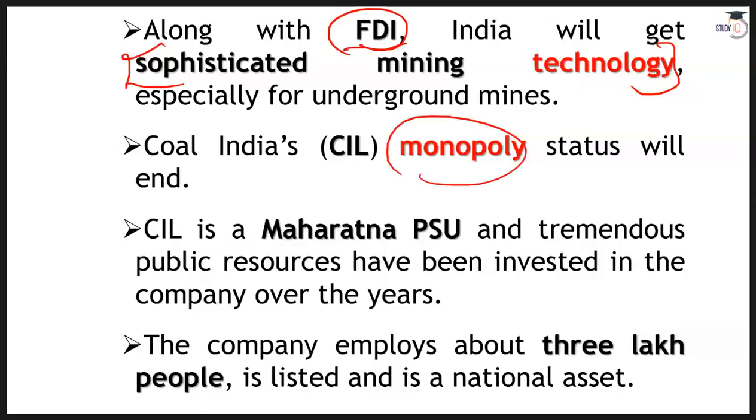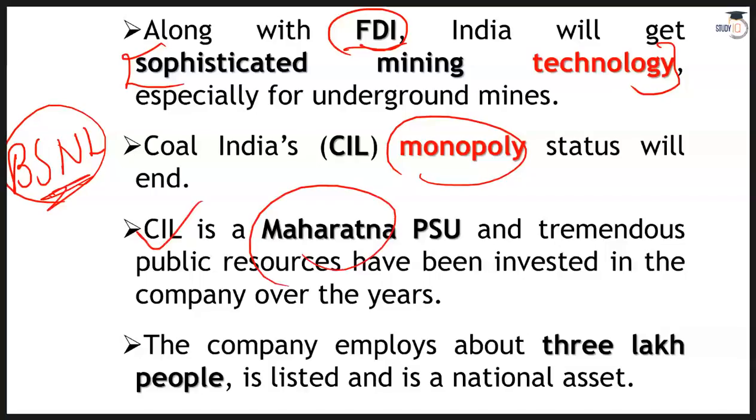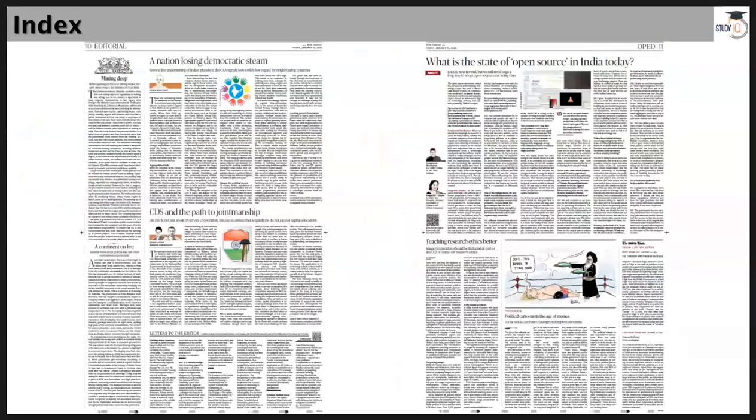Coal India's monopoly will come to an end. So I can see something similar to what took place with BSNL. Remember when BSNL was having a monopoly, but the introduction of private players has destroyed BSNL. But of course, BSNL was destroyed because BSNL was not able to upgrade itself. And we don't want to see the same thing with CIL. CIL stands for Coal India Limited, and it's a Maharatna public sector unit. Roughly 3 lakh people are working for CIL, so we need to make sure that it stays in the business, and for that, the management of CIL has to be innovative and competitive.